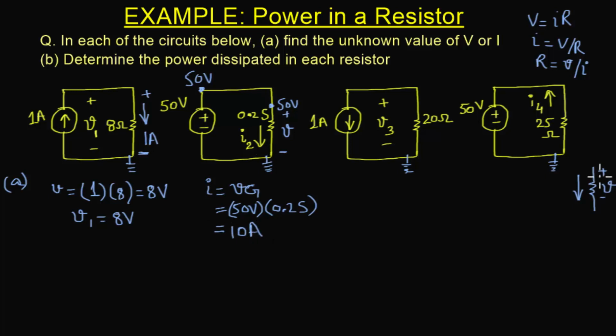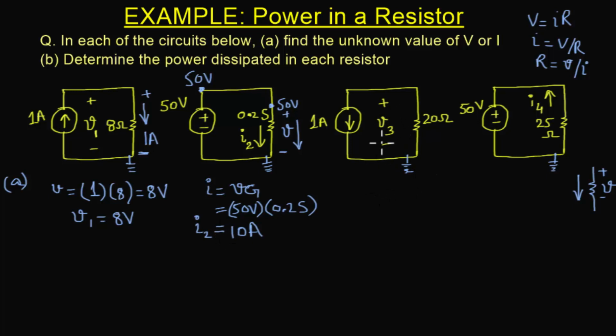Using this rule, we know that the current would be flowing in the direction of voltage drop across the resistor. And since the direction of voltage drop is downwards, this current is flowing downwards. And now we can compare the direction of the unknown current and the current we just found. Since these are in the same direction, we can write that I2 is equal to this current, which is 10 amperes. So I2 equals 10 amperes.